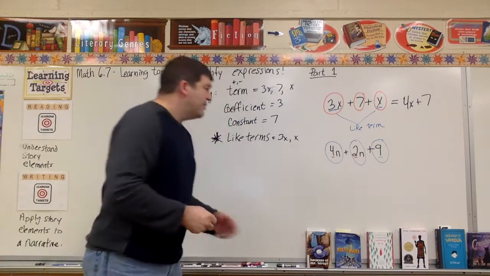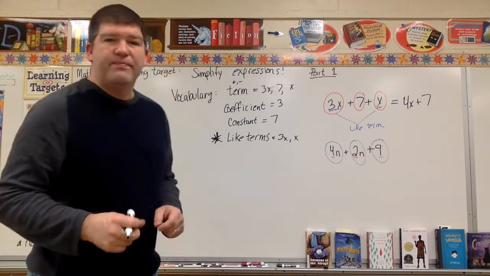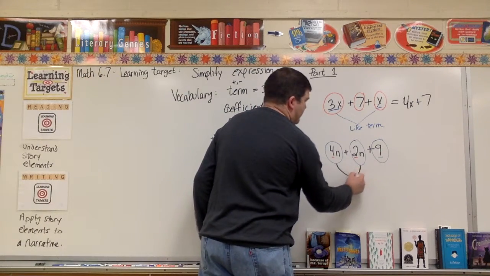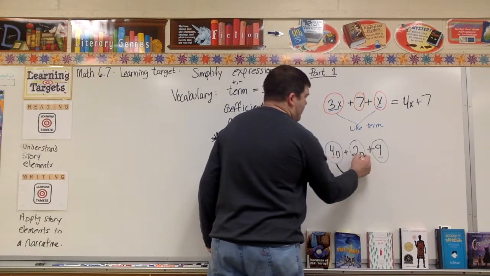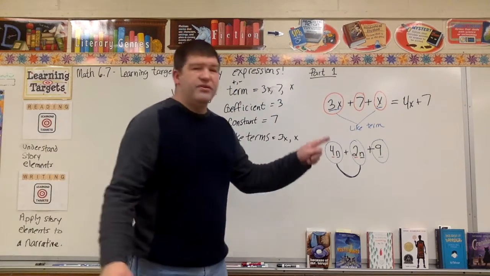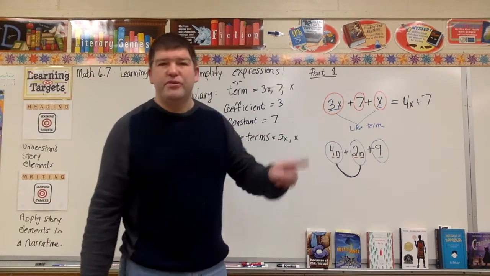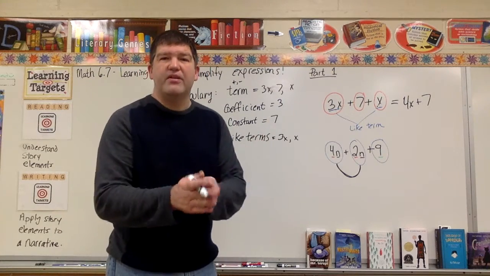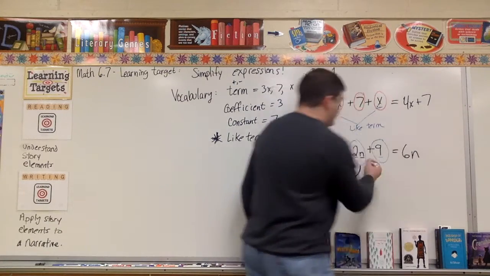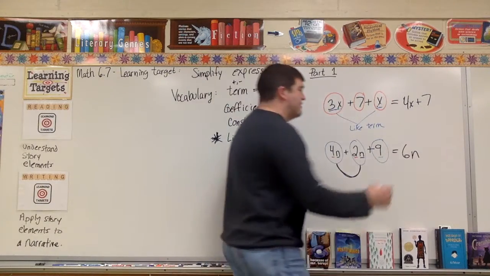And then, what are my like terms? I have 2 like terms here. This one and this one. They have the same variable, so they're like. So 4n and 2n, like terms, I put them together, I get 6n. And then I have this plus 9 that's a constant.